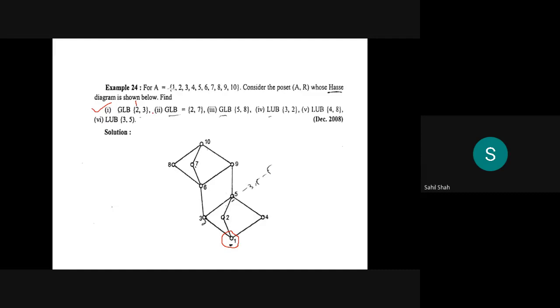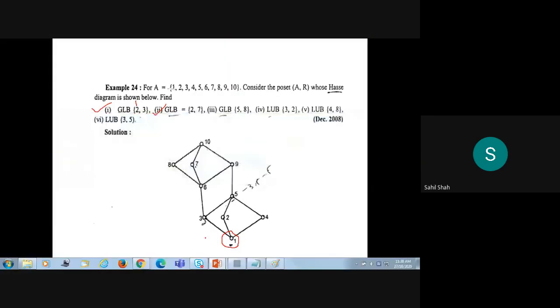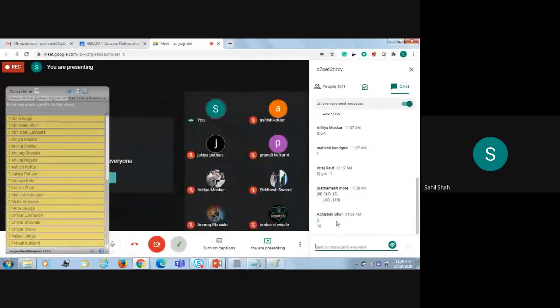Moving further, what is the answer for the third? Greatest lower bound of 5, 8? It is asked about the lower bound, so I will check what the lower bounds of 5 are. 5 has lower bounds 3, 2, 4, 1. And 8 has lower bounds 6, 3, 1. So what will be the greatest lower bound of 5, 8? Any answer in the chat box? Yeah, 3. Correct. Very nice.